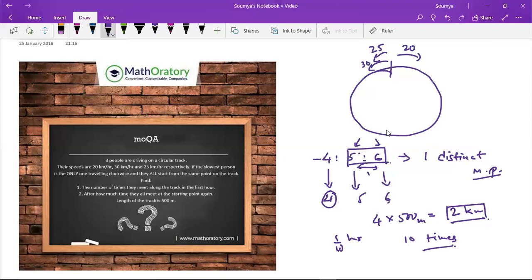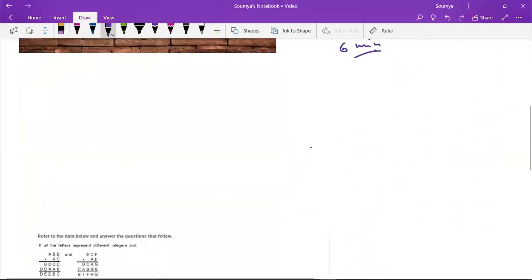And the second part is asking after how much time they all meet at the starting point again. We already figured this out in the previous question, right? I'm sorry, the second question's answer is this thing, the 1/10 of an hour. So basically, they all meet at the starting point again after 1/10 of an hour, which is 6 minutes. So the first question's answer is 10 times and the second question's answer is 6 minutes. So that is the first question. We'll move to the second one now.